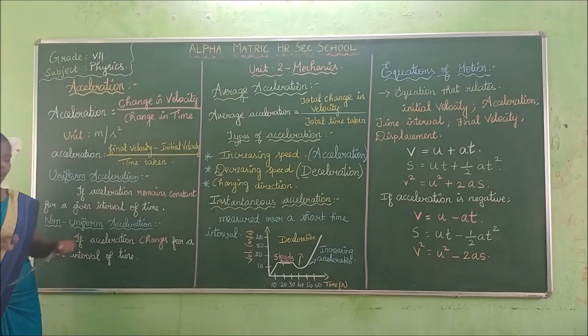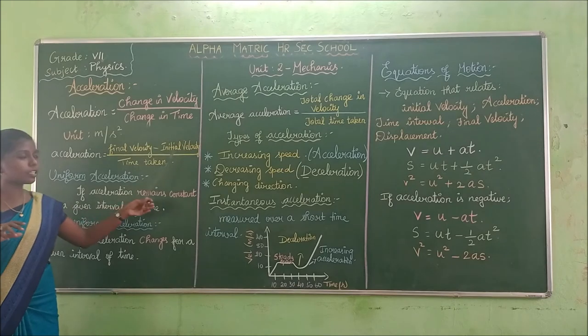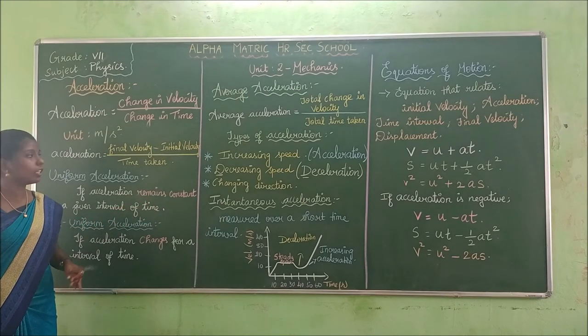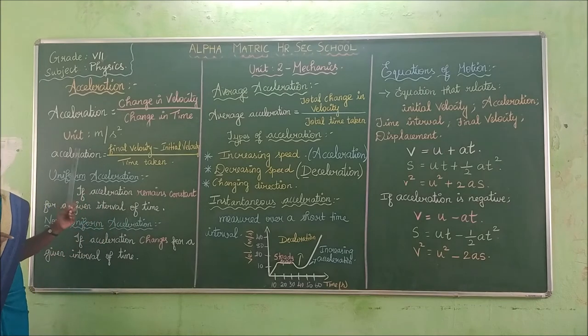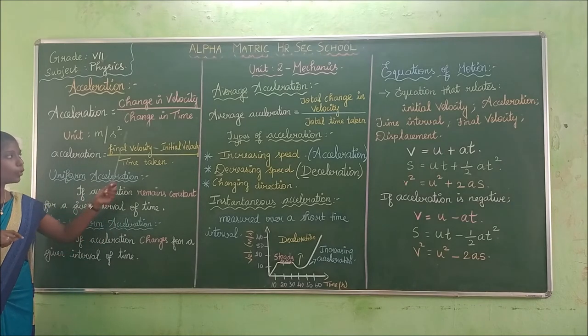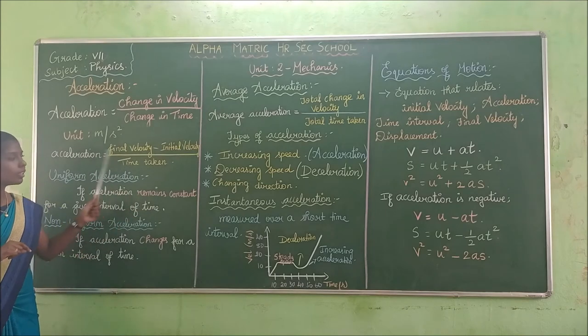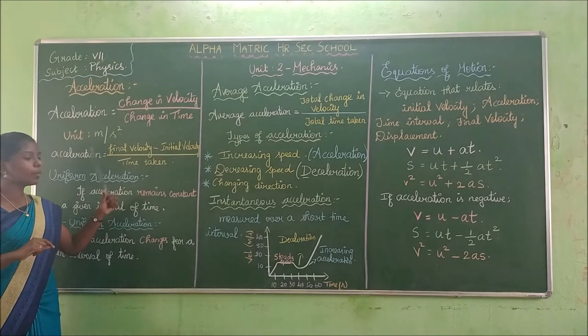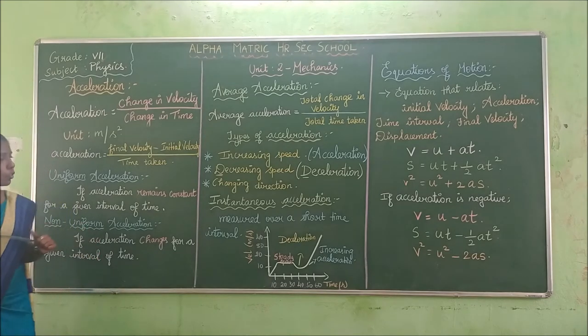Final velocity is denoted by the letter V and initial velocity is denoted by the symbol U. V minus U by T is acceleration. Acceleration is equal to V minus U by T. V is the final velocity, U is your initial velocity, and T is time. V minus U by T is the formula for acceleration.